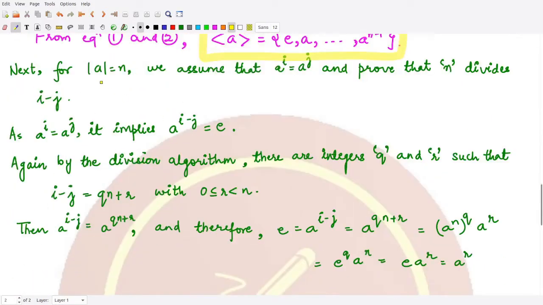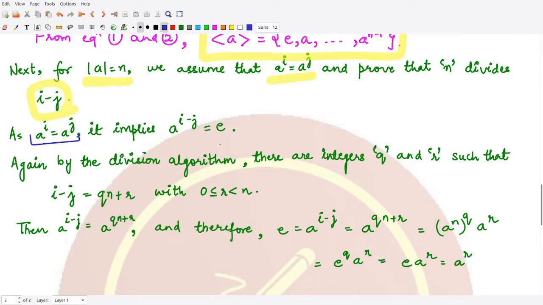When the order of a is finite, so the order we have assumed here is n, and first of all we assume that a to the power i is equal to a to the power j, and we shall be proving that n divides i minus j, right? Because we have assumed a to the power i is equal to a to the power j, it implies that a to the power i minus j is equal to e, according to the calculations that we made previously. Again, we can apply the division algorithm.